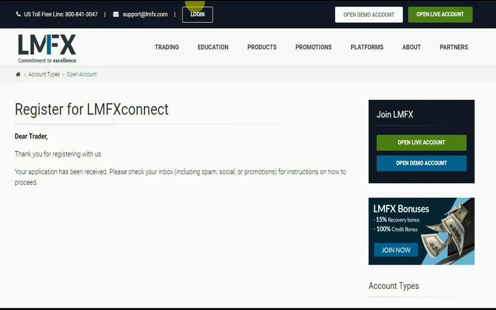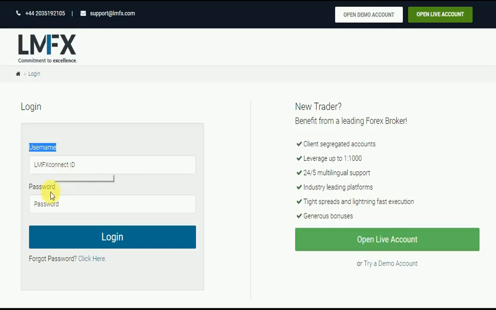So you click login. Your username, your LMFX Connect ID, will be sent to you, your password will be sent to you, and then you log in. Now look here, new trader benefiting from the forex broker. Leverage up to, you see what I was talking about, 1 to 1,000 leverage. So if you deposit $200 here, you can trade as much volume as 200,000 worth of trades.